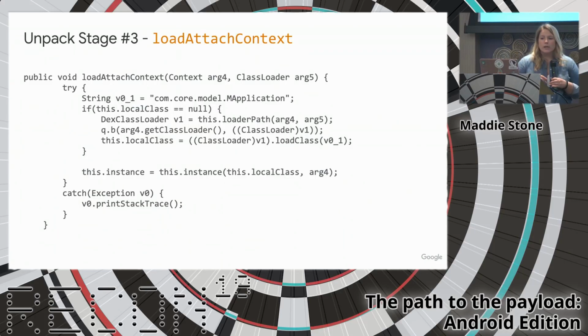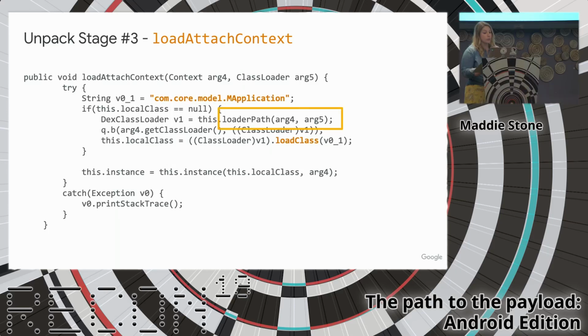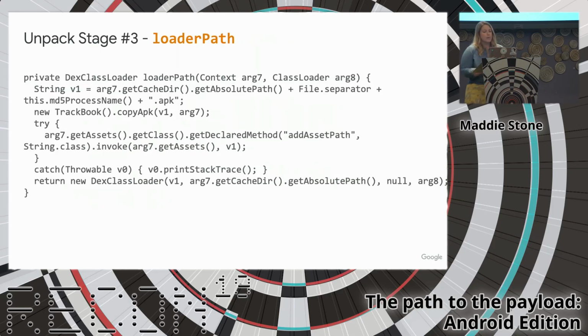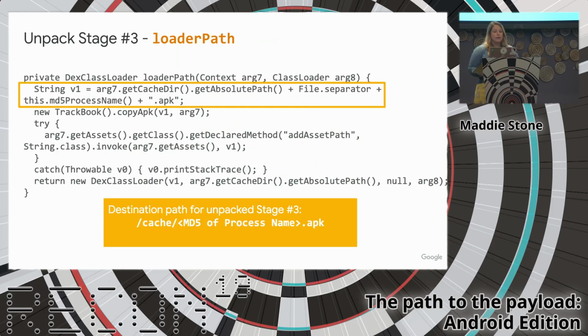So once we're here, we come now into step 3. We've checked in step 2 that we're running, that our class loader came from the initial application, and now we're in load attached context. So what we see here first is a class name that does not exist in this stage 2 package. And what they're doing is unpacking stage 3. So we know that stage 3 that we're about to unpack probably has a class in it named this im application. So when we dig further into loader path, what we find is that they are first constructing the destination path for the unpack stage 3.